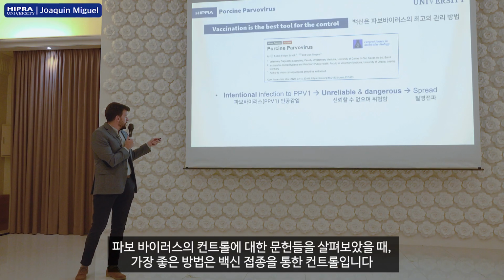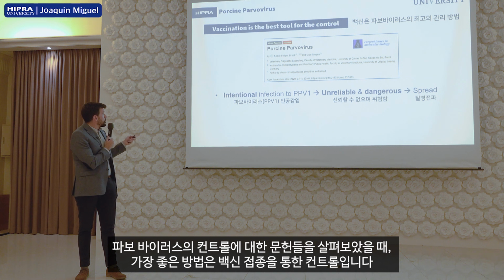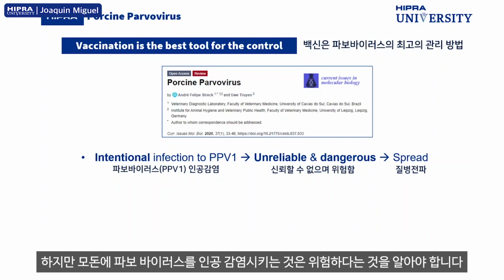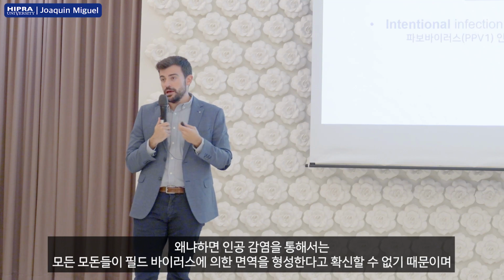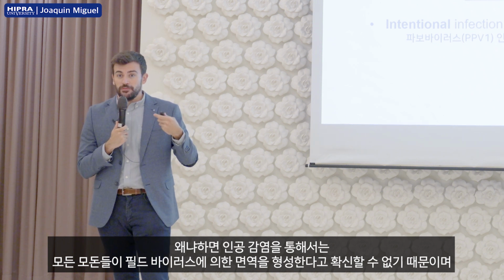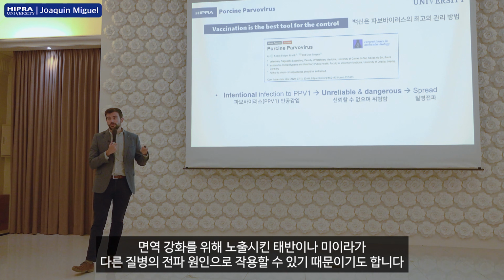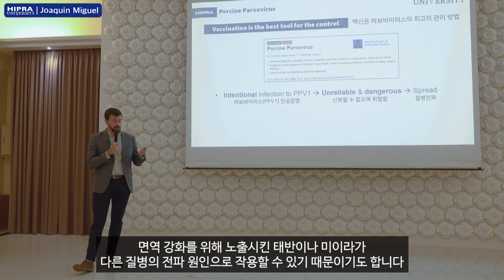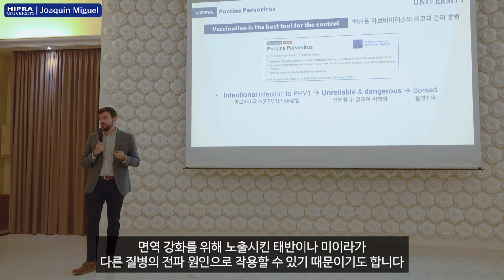And when we look at the bibliography for the control of parvovirus, vaccination is the best control. We need to be aware that intentional infection with parvovirus once we enter the gilts in the farm is dangerous. Why? Because we cannot rely on all the animals being boosted by a field infection. It's also dangerous because if we put some placentas or mummies in during the period of gestation in order to reinforce the immunity, it can result in the spread of other diseases.